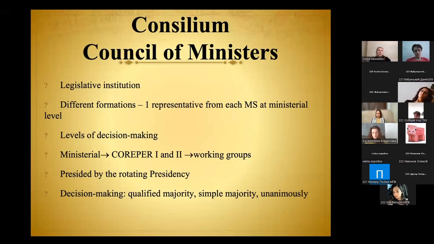So we are not talking about the creation of law bills. Actually, we are talking about the starting point of this law bill, whether there is a necessity of this legal provision on the level of the European Union. And the other important issue of the Council of Ministers is the decision-making process, which is possible by qualified majority, simple majority, and unanimously. Once again, 55% of countries, of member states, that are representing 65% of the population of the European Union.